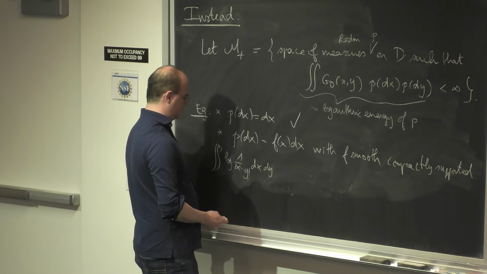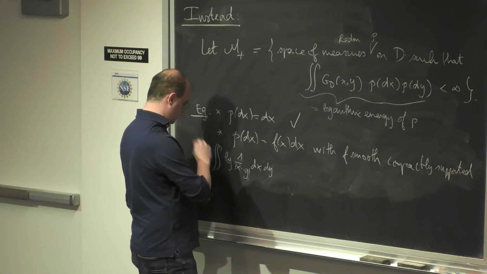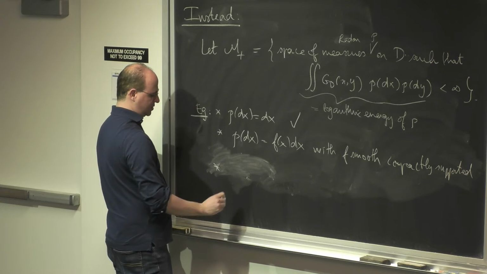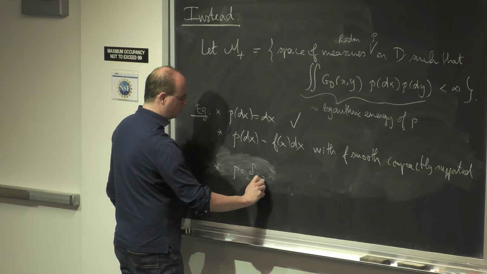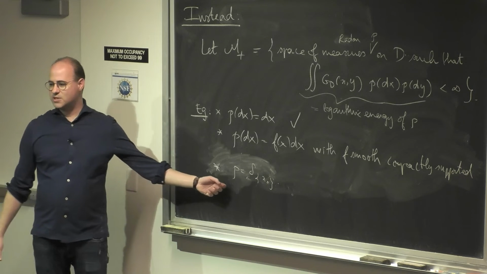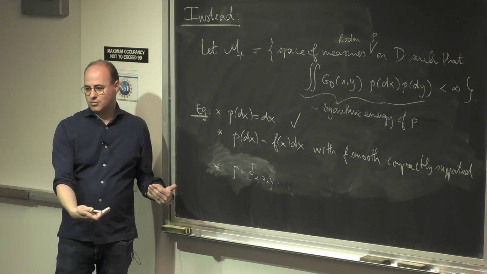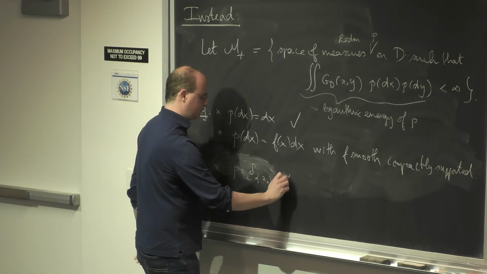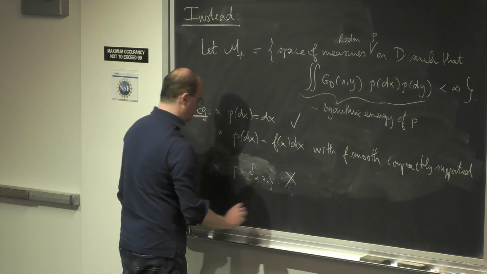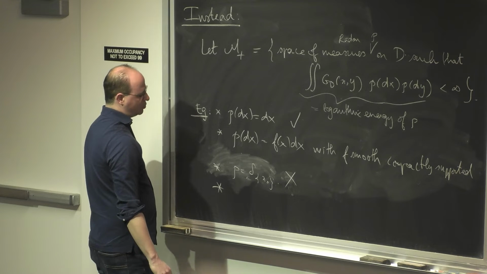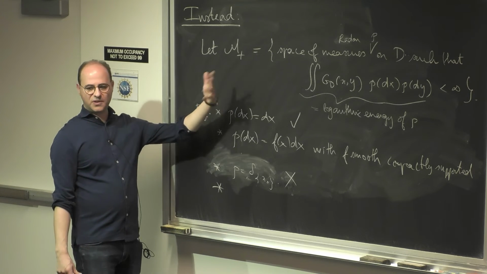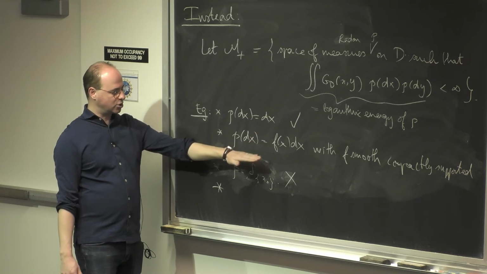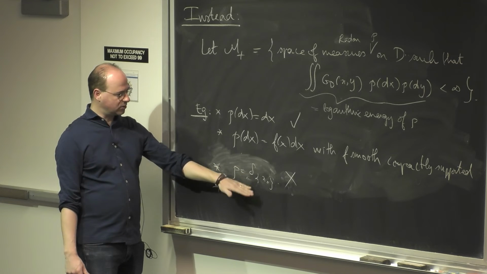Okay. But not everything is. If I take a Dirac mass at the point x0, is that in the space M plus? No, because I'd be looking at log of x minus y when x is equal to y equal to x0. So that's no. This space of measures will be things against which we will be allowed to integrate the Gaussian free field. So it includes any test function, doesn't include a singleton, but it includes a lot of things in between.